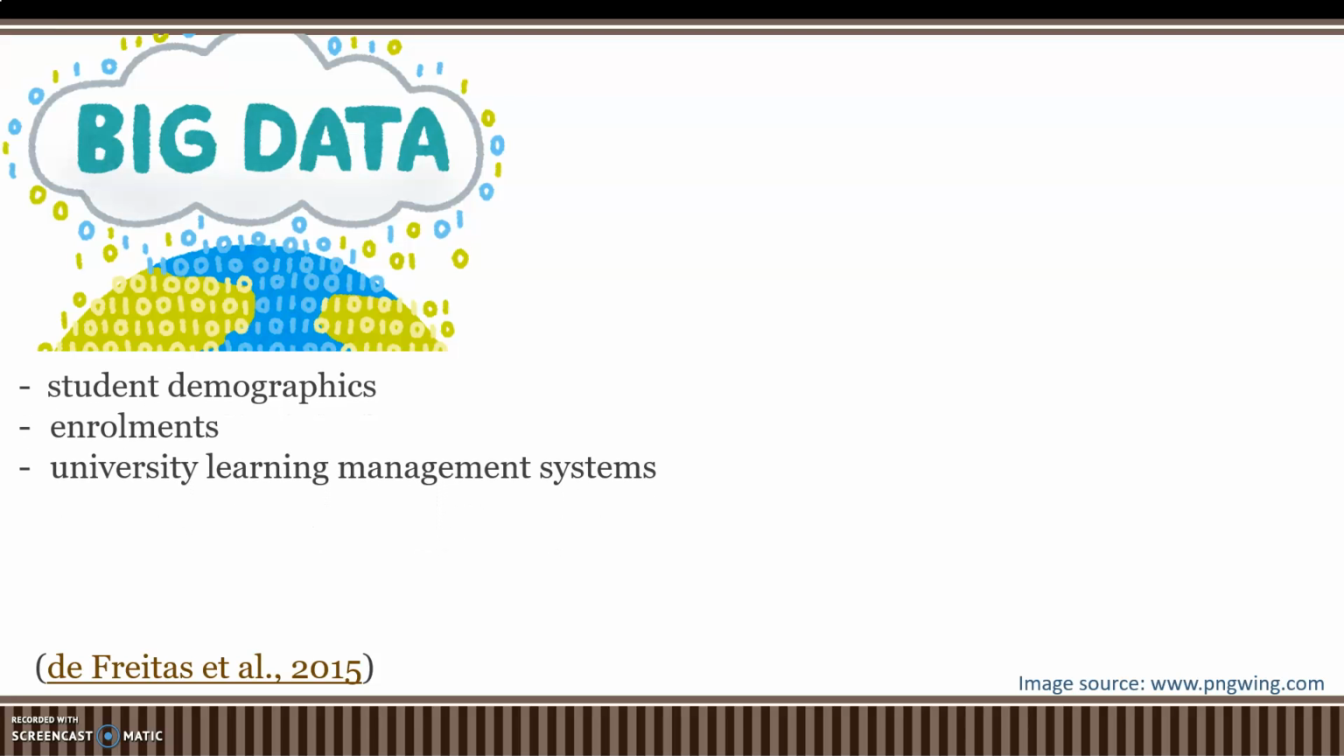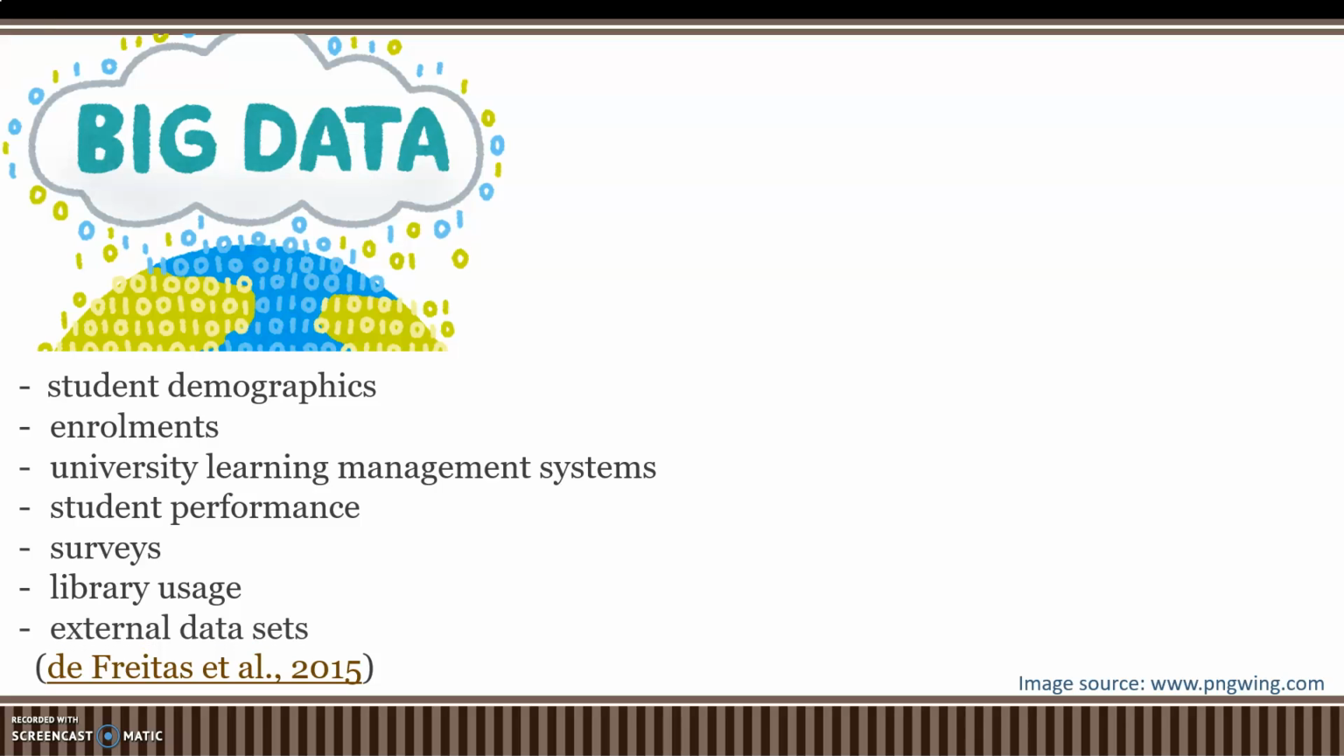These days, a lot of education institutes, especially higher education institutions, churn out volumes of big data. So what is big data for a higher education institution? According to De Freitas and his associates, it includes information on student demographics, enrollments, university learning management systems, student performance, surveys, library usage, and external datasets. The collection, analysis, and reporting of big data to predict and understand student behavior and learning is known as learning analytics.